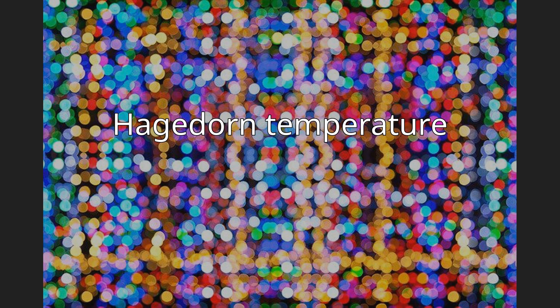Hagedorn temperature. The Hagedorn temperature, TH, is the temperature in theoretical physics where hadronic matter, i.e. ordinary matter, is no longer stable and must either evaporate or convert into quark matter. As such, it can be thought of as the boiling point of hadronic matter.